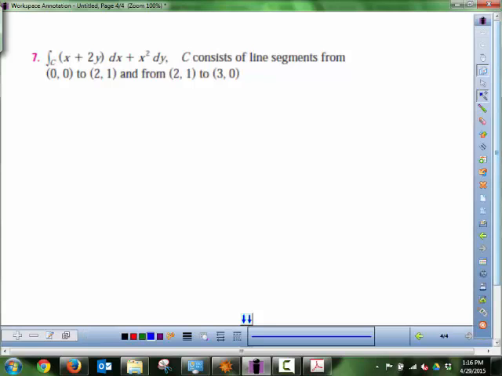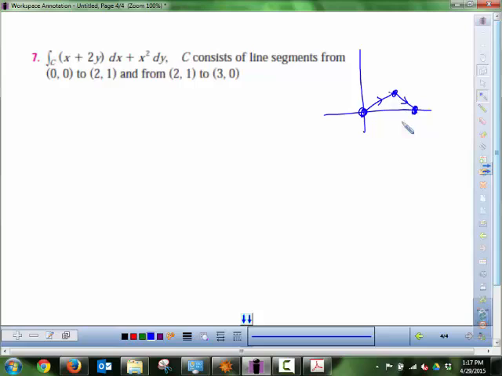Good to first start by sketching it out. In this case, it looks like we're going from 0, 0 to 2, 1, and then from 2, 1 to 3, 0. So we have 2 line segments to do, which means, well, unfortunately, we're going to have 2 integrals that we're going to have to do.